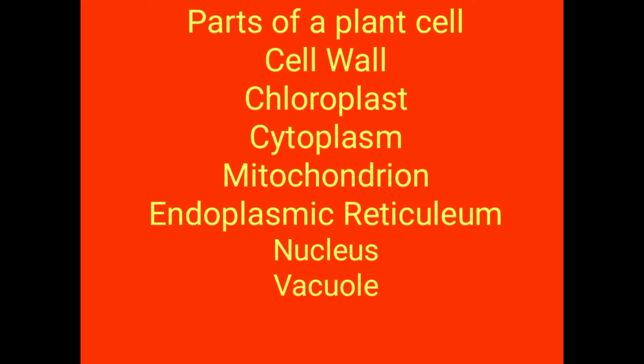Dear students, these are the parts of a plant cell: cell wall, chloroplast, cytoplasm, mitochondrion, endoplasmic reticulum, nucleus, vacuole. Those parts of plant cells which are also found in animal cells are cytoplasm, mitochondrion, endoplasmic reticulum, nucleus, and vacuole. But the cell wall and chloroplast are not present in animal cells.